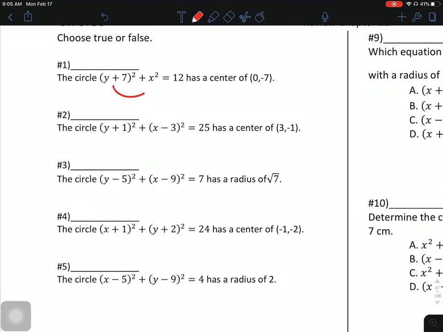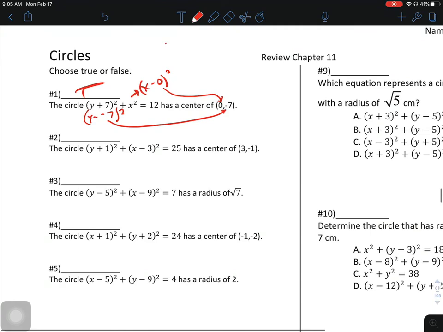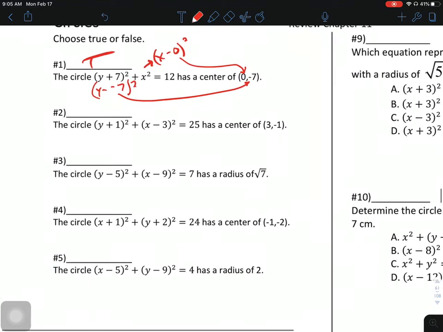Now this is usually written with the x first. This is x minus a number, 0, squared. 0 checks out. And then this is y minus a negative 7. Negative 7 checks out. That is the center. Just to remind you, the general equation of a circle looks like this, where h, k are the center, and r is the radius.